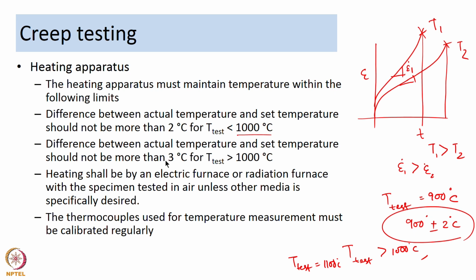Also, the heating should be carried out by an electric furnace or radiation furnace, and the sample tested in air unless other media is specifically desired. So, typically the tests are carried out in normal air environment unless other media such as argon or oxygen etc., has been specifically mentioned for the test. And the thermocouples used for temperature measurement must be calibrated regularly, because the thermocouples will tell you what is the sample temperature. So, if there is an error in the measurement by the thermocouple, then that could also lead to a faulty creep test. So, the thermocouple should be regularly calibrated.